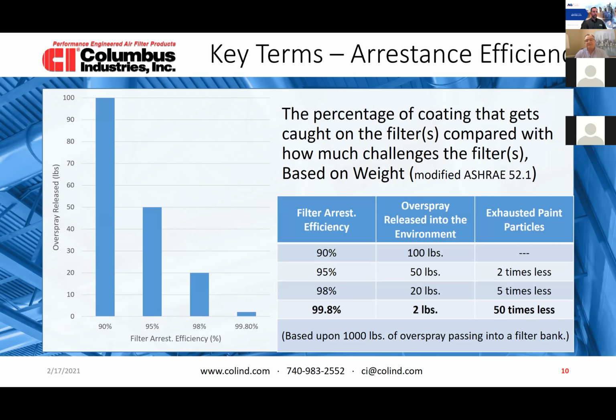So let's talk about arrestance here and the importance of that percentage. For any given application, let's assume we have an application that's spraying 1,000 pounds of paint. One wonders, how much is getting out there given a certain efficiency. So if you have 90% efficiency, that means that of the 1,000, 100 pounds of the paint is actually being exhausted. That's like an overspray released to the environment if your filter is just 90%.